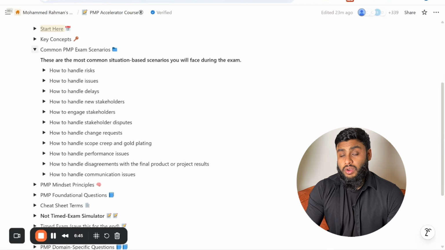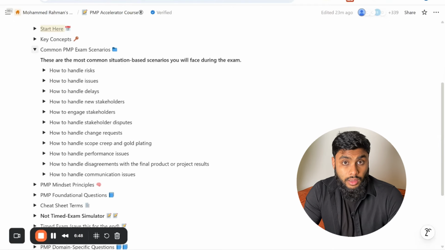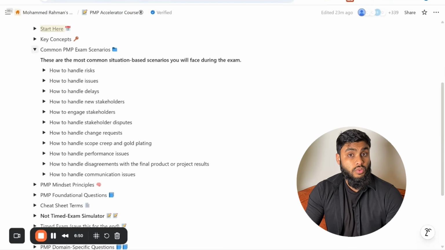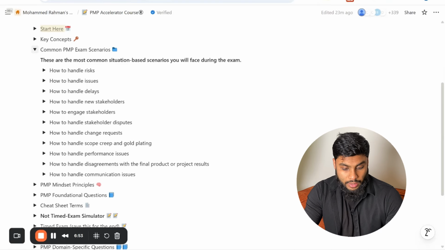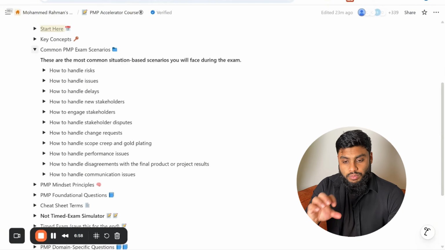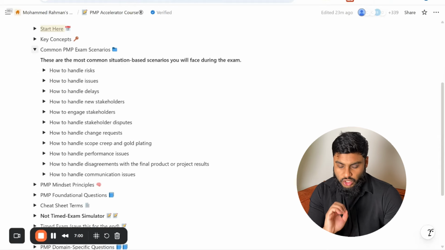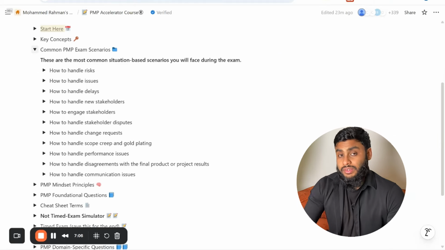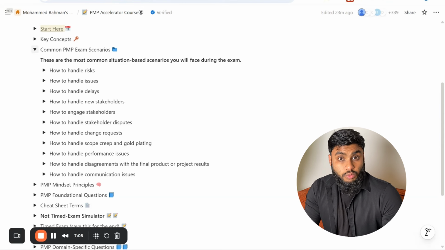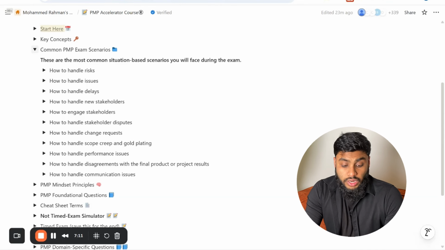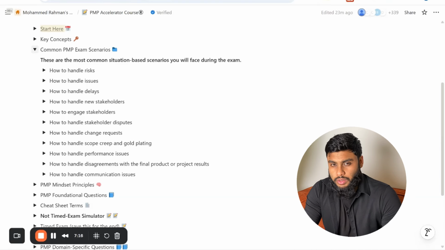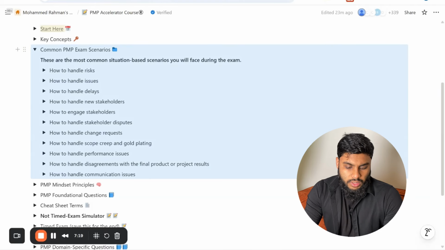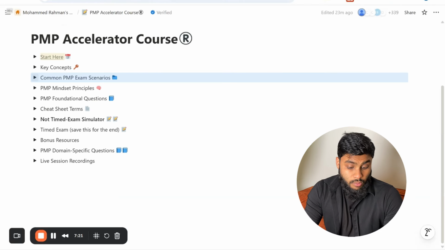And you have to know how to handle these scenarios according to the PMI. Not according to yourself, not according to what you do at work, according to the PMI. And this is a part of the theory because it will teach you how the PMI takes this stuff, the risks, the issues, delays, whatever it may be, how they practically translate it when it comes to actual projects. Okay, so we're not just explaining what a risk is. How do you handle risk as a project manager according to the PMI? So common PMP exam scenario is very important because that's going to come on your exam 100%.